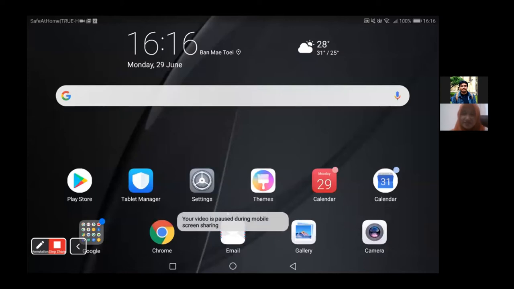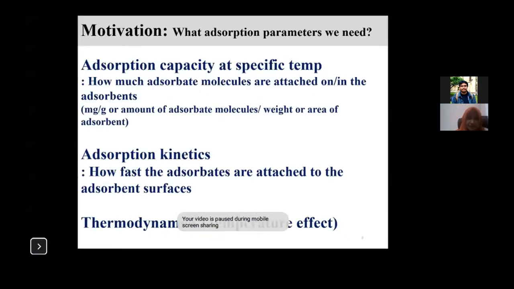Oh, sorry. There's something wrong. I start to share screen again, okay? Okay, this one.